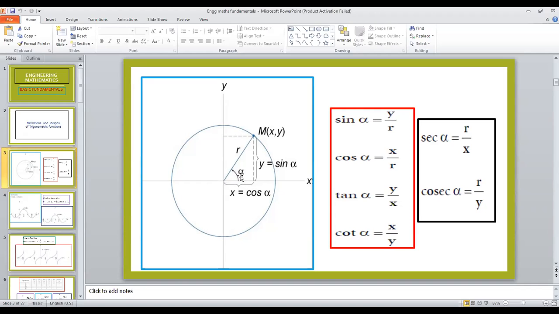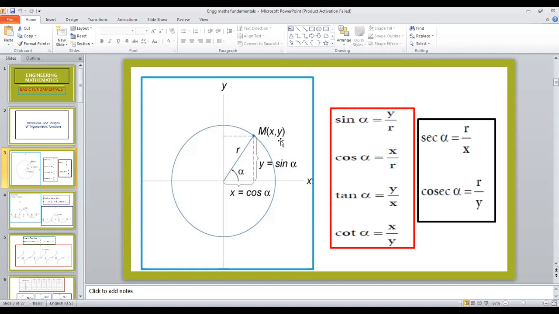Now to find alpha, what is alpha? This we will get by using the tangent trigonometric ratio. So tan alpha is y by x, which means alpha is equal to tan inverse of y by x. Okay. So when you substitute x as r cos theta and y as r sin theta, the point M of x y will convert into the polar coordinate system. And what are the coordinates of the point M of r theta?